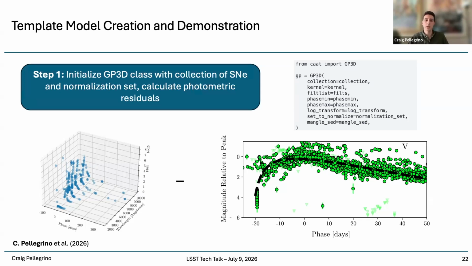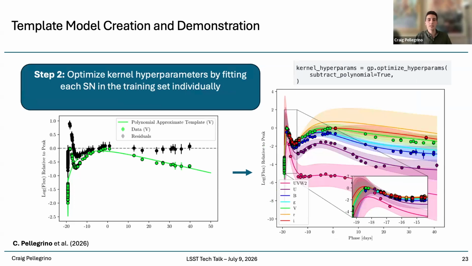And then under the hood, the code calculates all of these residuals for the objects in the training set by using that 3D representation of the supernova shown here on the left, and then subtracting off that approximate template, that polynomial representation shown there on the right. Next, the kernel hyperparameters get varied and optimized using this GP3D class. Under the hood, this happens by calculating these residuals. That's being shown here on the left. The black points are the residuals, the green points are the actual data, and then that green line is the polynomial approximation.